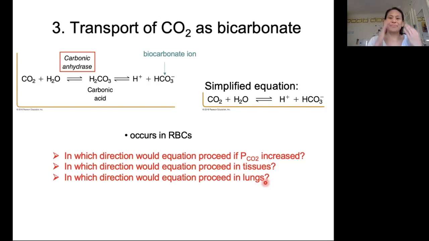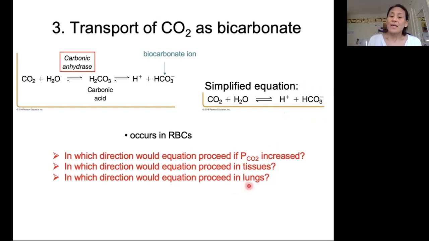Okay, so hopefully you figured this out. If we have an increase in CO2, we're going to drive the forward reaction to favor the formation of hydrogen ion and bicarbonate. In the tissues, we're going to have a high CO2. The tissues are producing CO2. So same thing, we're going to drive the forward reaction, the formation of hydrogen ion and bicarbonate ion.